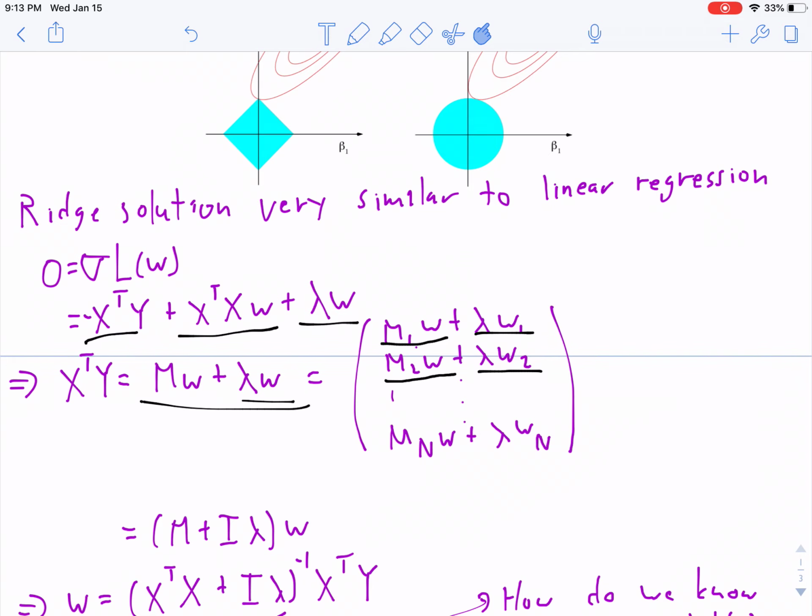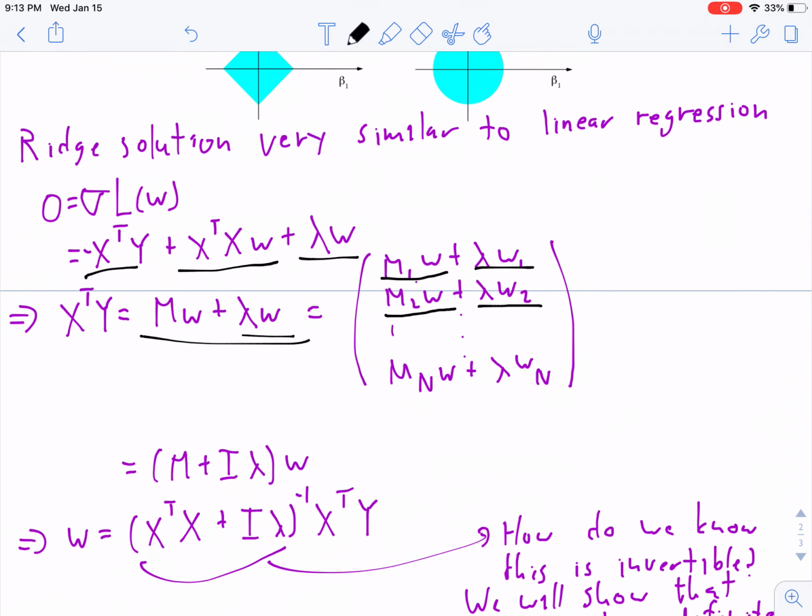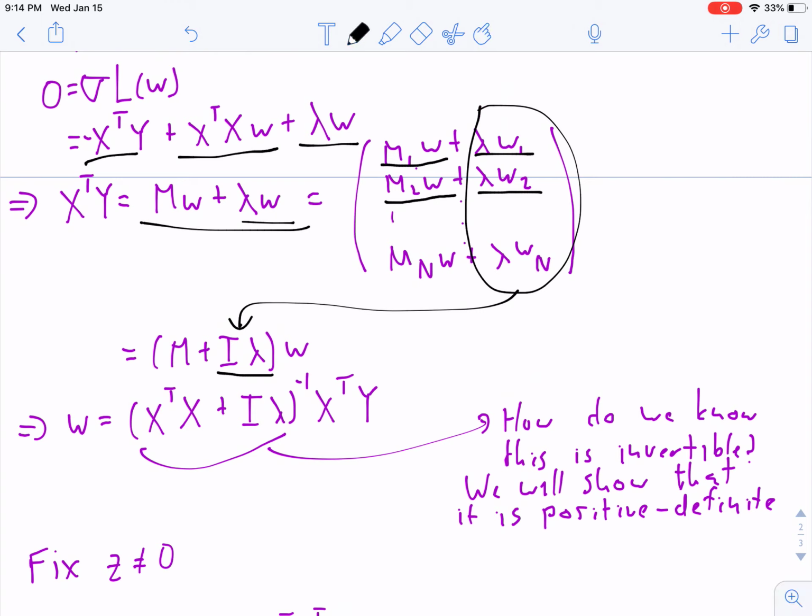We can rewrite this as M plus lambda times the identity matrix, times the w vector. We can see that because the identity matrix in the first row has a lambda and then lots of zeros, so multiplying that by w gives you lambda times w1. The second row gives you lambda times w2. So we just move that to the other side, and we get that the analytic solution for w is the inverse of X^T X plus I lambda, times X^T y.